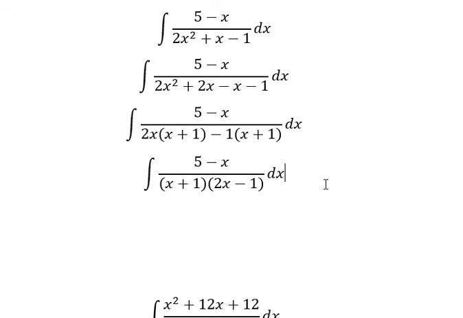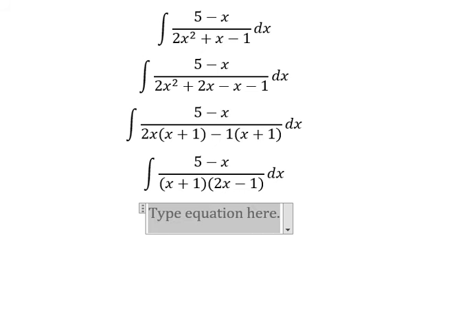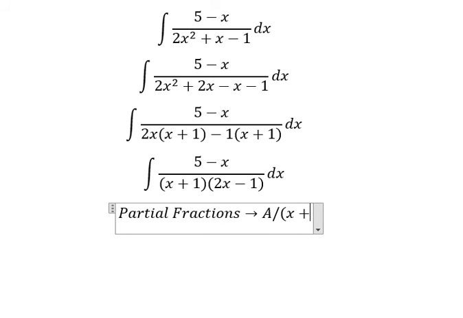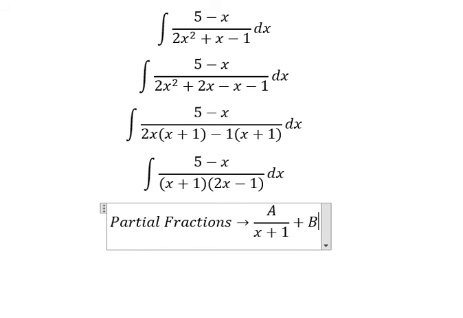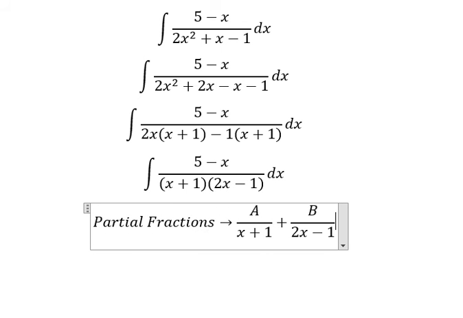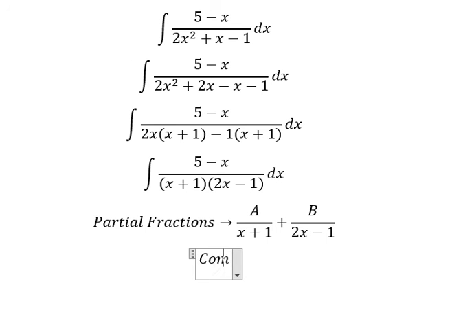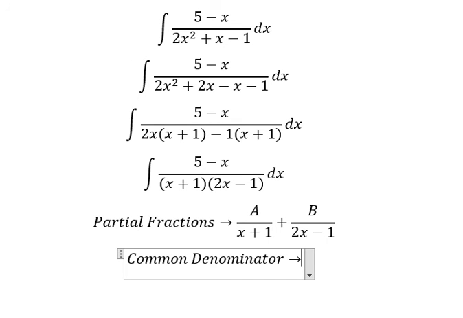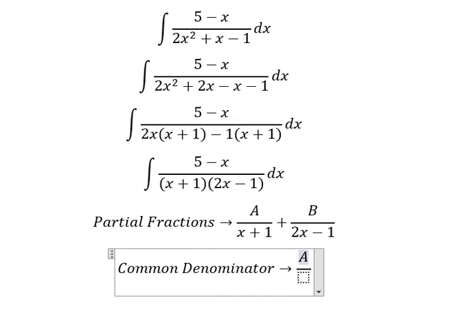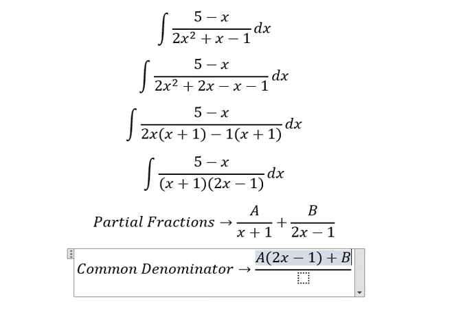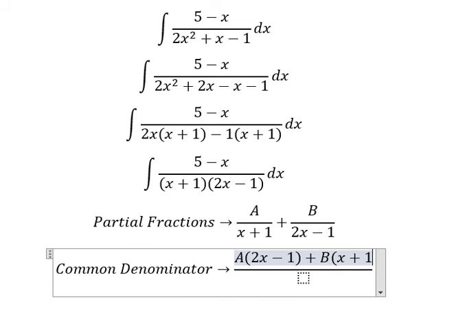So we can do partial fractions. So I will put capital A over s plus 1, capital B over 2s minus 1. Now we do common denominator. So capital A multiplied by 2s minus 1, capital B multiplied by s plus 1.